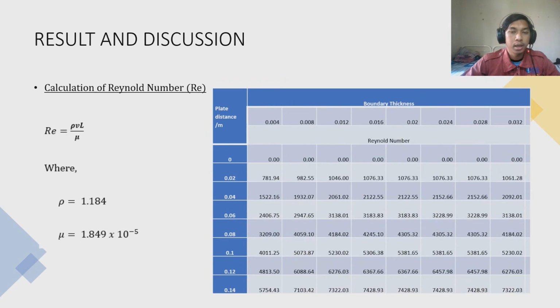And then next we calculate the Reynolds number, Re. We use the formula rho VL over mu, where rho is 1.184 and mu is 1.894 times 10 to the power of negative 5. So after we compute, this is the result of the Reynolds number for each of the parameters.